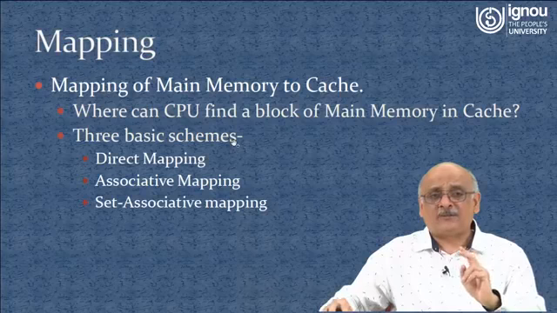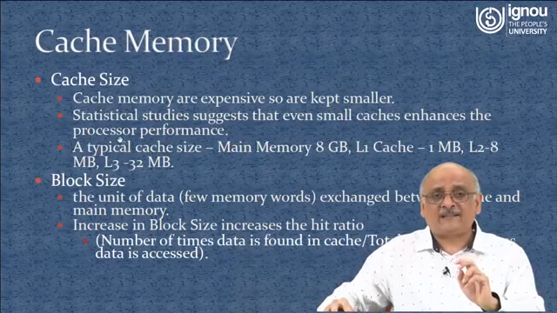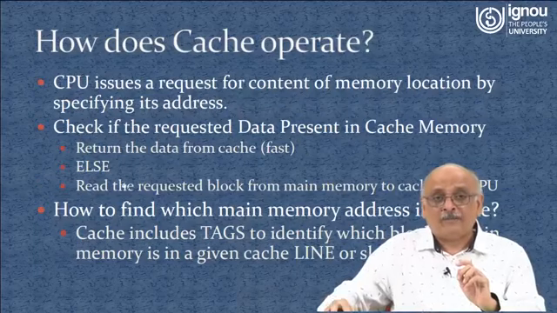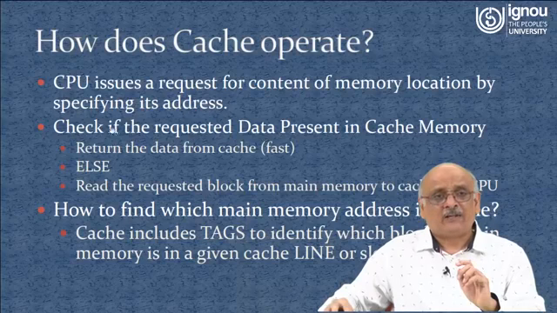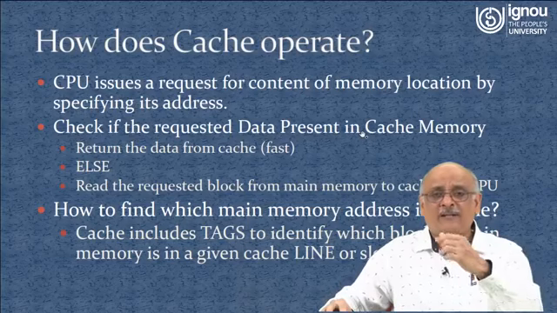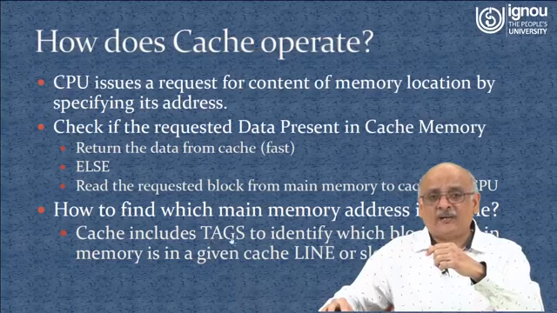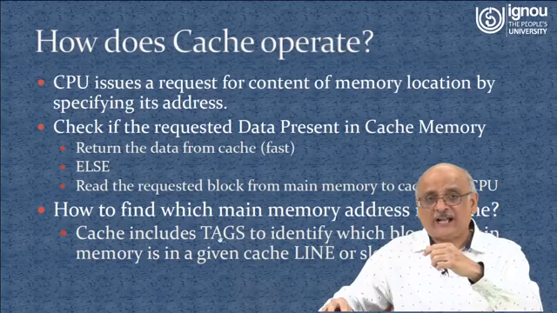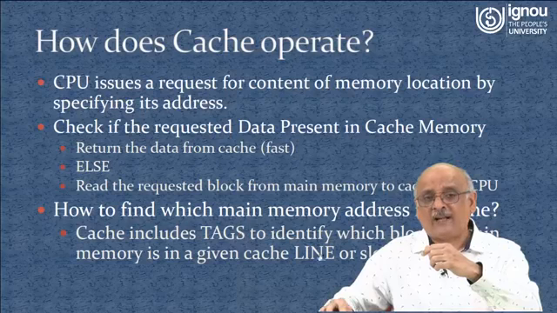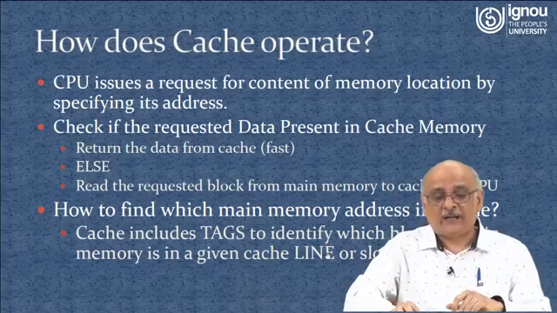Let us revise the three terms which we want to remember. First, main memory is organized as a number of words. Next, in the cache, instead of words we have lines. Each line has a tag which determines which memory words are there in the cache line. That is how we have to identify.